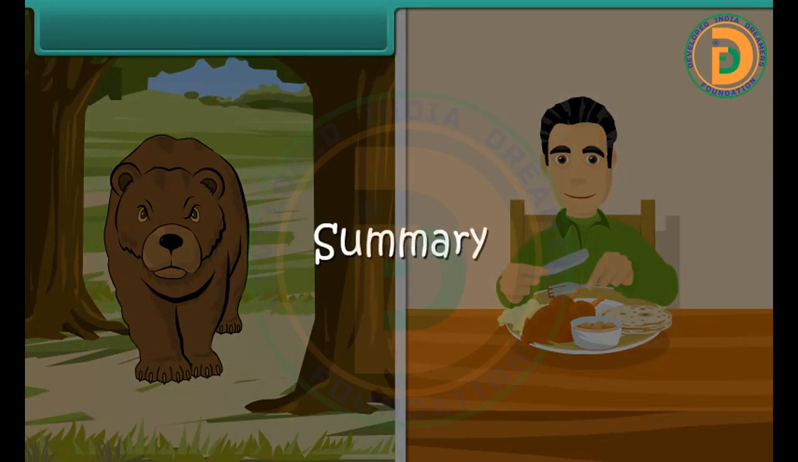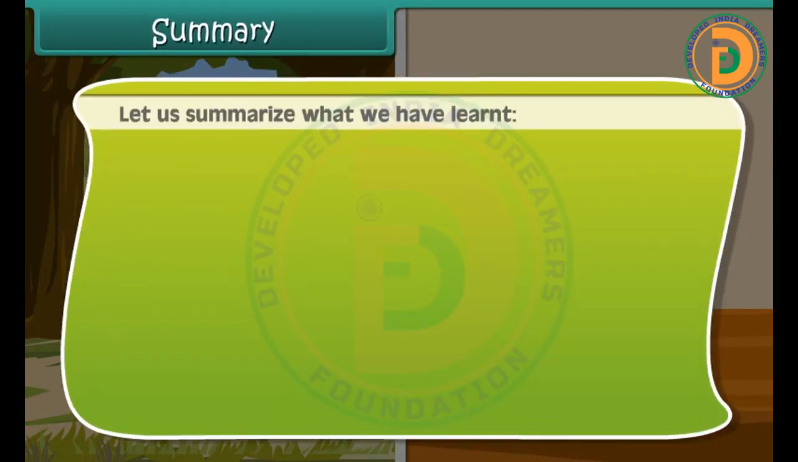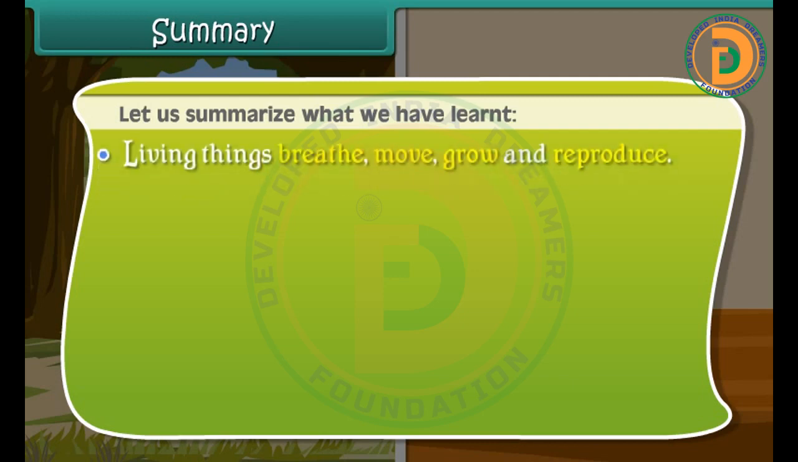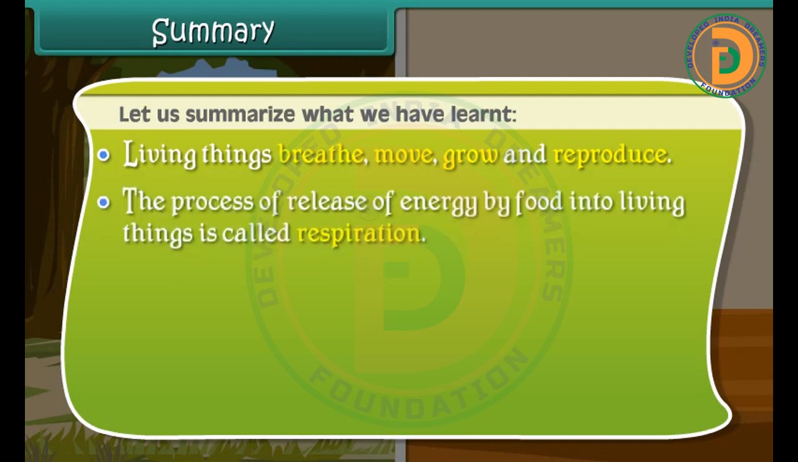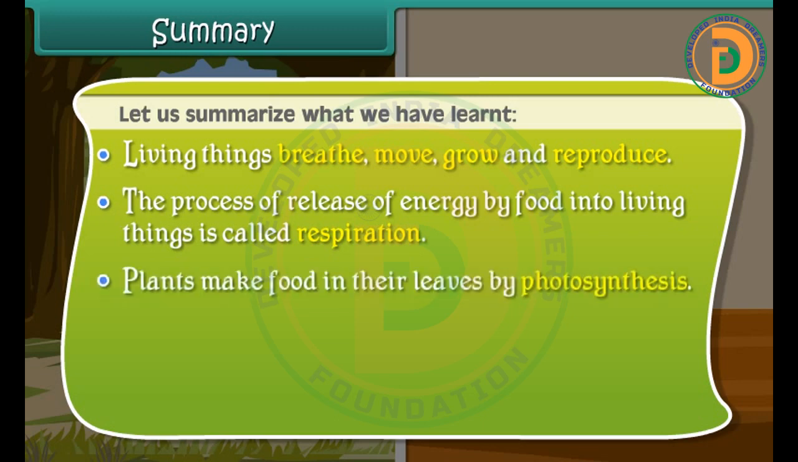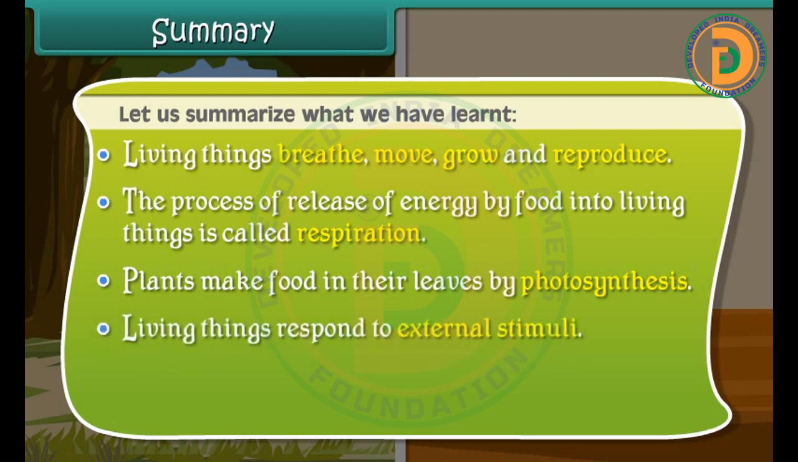Summary. Let us summarize what we have learned. Living things breathe, move, grow, and reproduce. The process of release of energy by food into living things is called respiration. Plants make food in their leaves by photosynthesis. Living things respond to external stimuli.